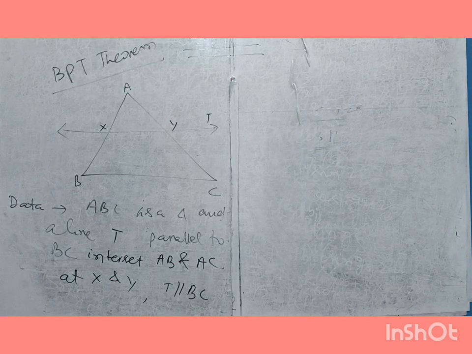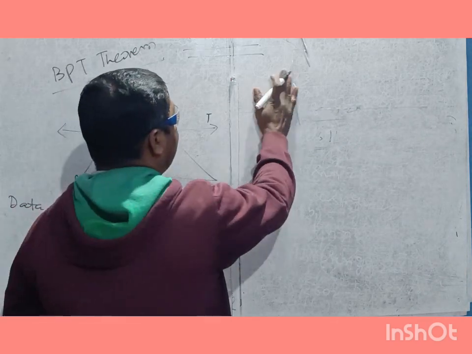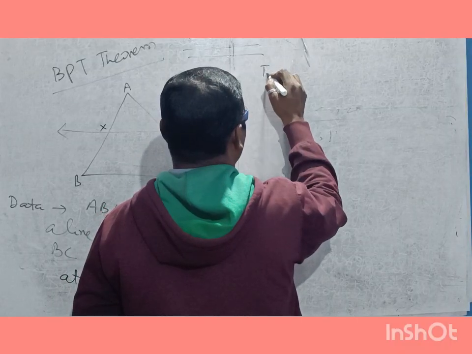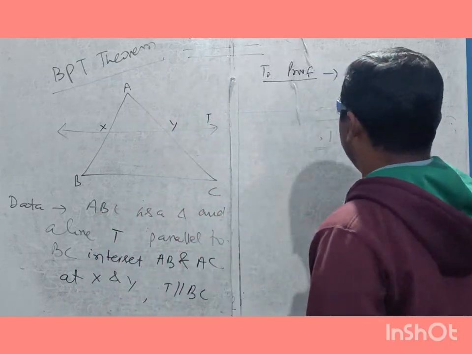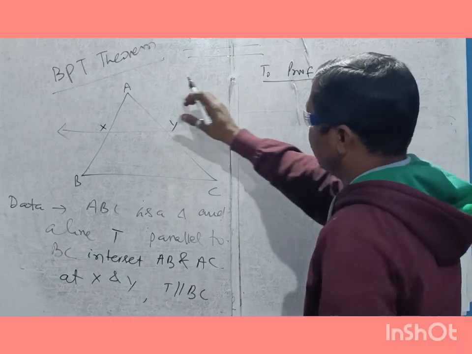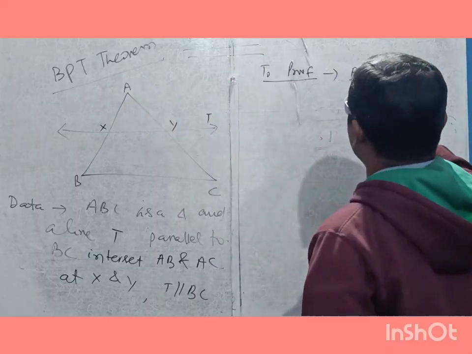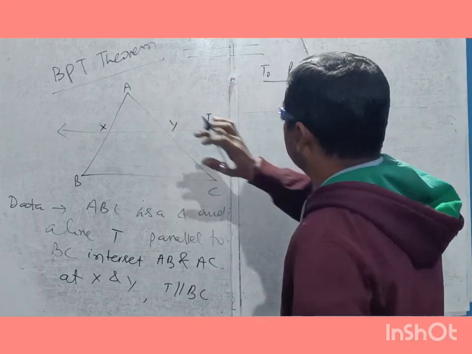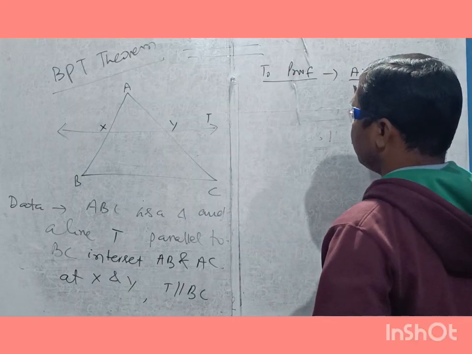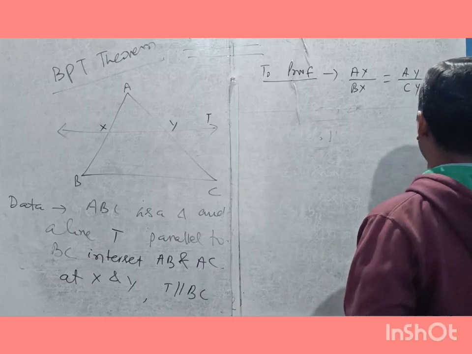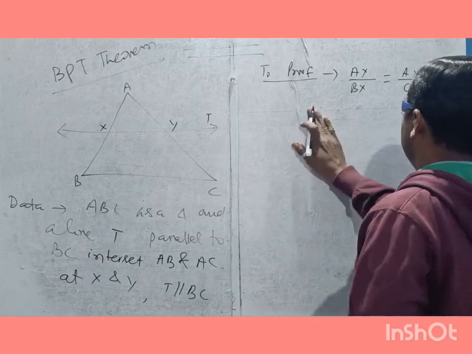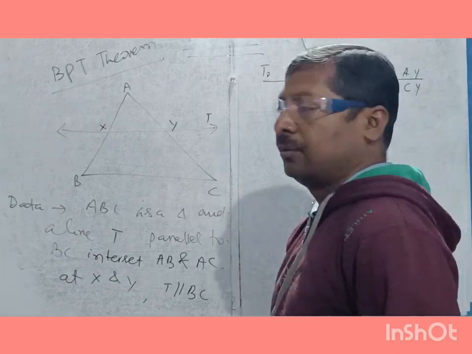So we have to prove. What is to prove? AX by BX proportional: these 2 sides of the triangle are proportional. AX by BX equal to AY by CY. We have to prove this one. This is the BPT theorem.